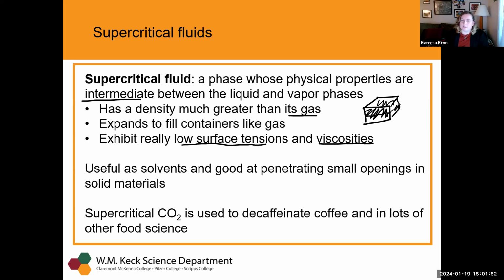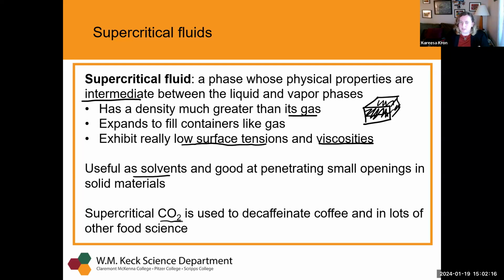And so one of the reasons why we like talking about supercritical fluids is they're really good solvents because they can penetrate small openings. They travel around like a gas, and then you can change the temperature and the pressure, turn it into a gas, and potentially cause some portion of it to leave or some portion of it to dissolve something. And so it's really useful.